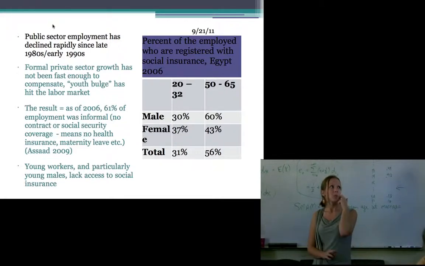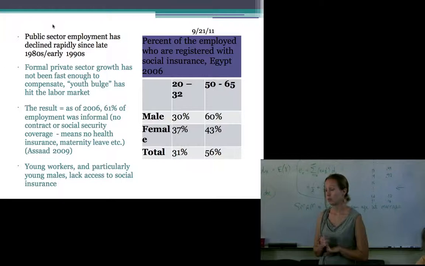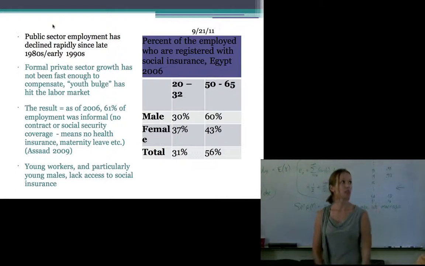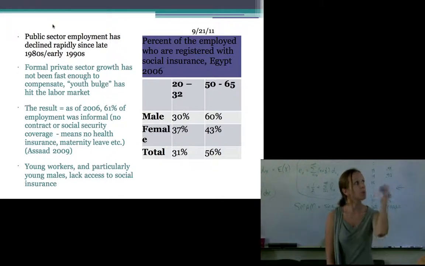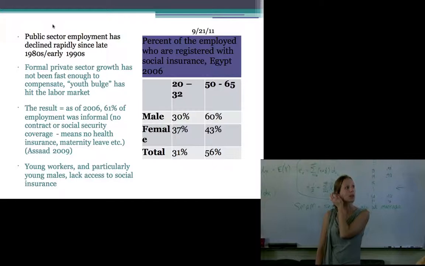At the same time, the formal private sector hasn't really been growing very fast in Egypt. Something like 10 or 12% of employment is in the formal private sector, meaning that people have contracts, social security, all these kinds of things. Everybody else has gone into the informal economy, particularly young people. About 61% of employment is now in the informal sector.